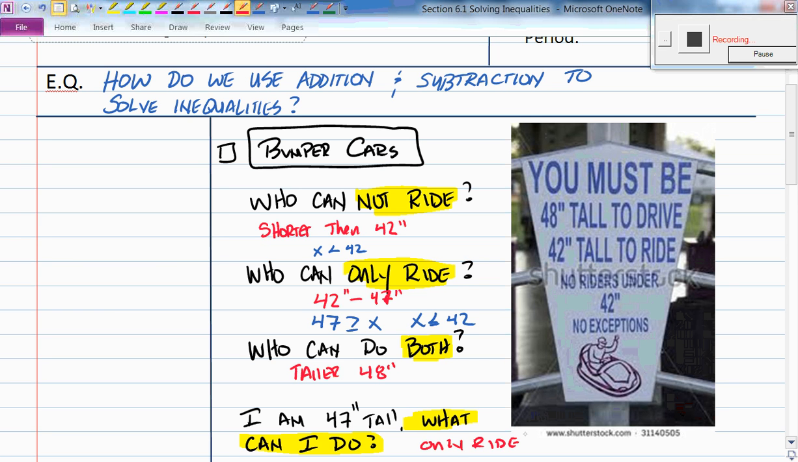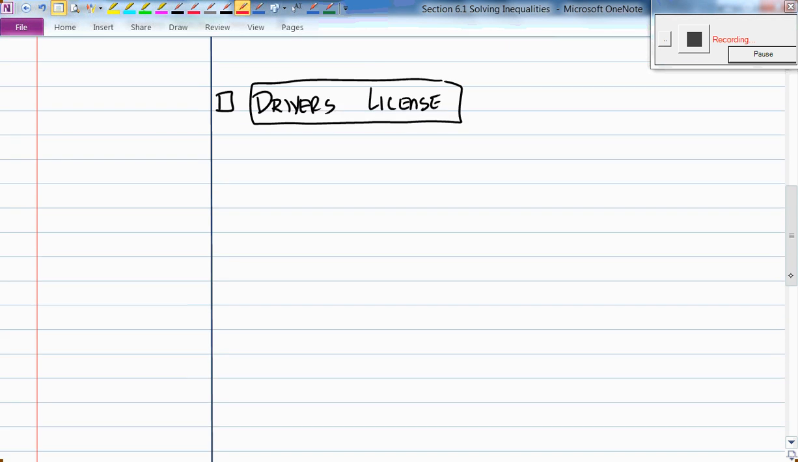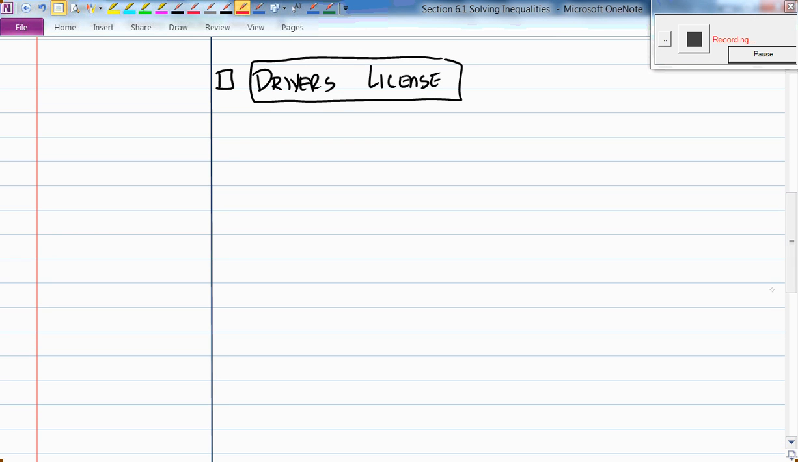This is a great example of why we need to understand inequalities. And inequalities appear all over the place. Here's our next little example here. Let's talk about a driver's license. Okay? Now a driver's license. In the state of California, in order to get your driver's license, not your driver's permit, but your actual driver's license, how old do you have to be?